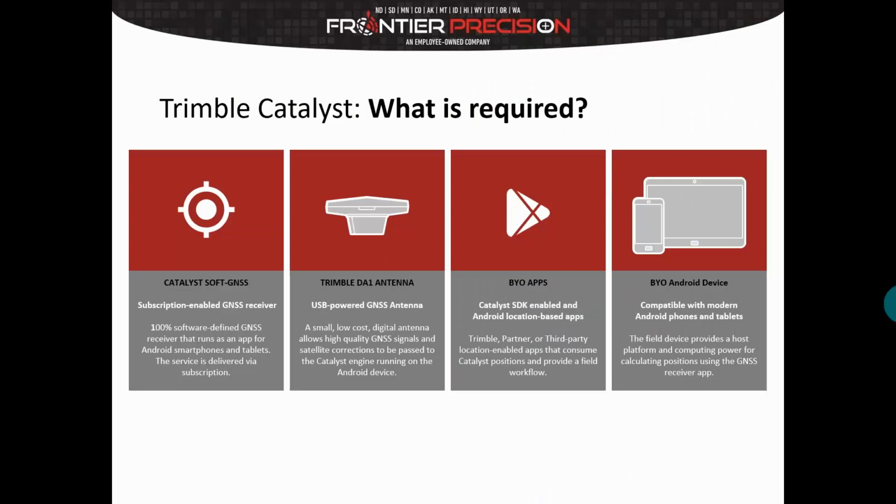So what is required? The Catalyst is obviously a soft GNSS, is what they call it, so it's a receiver that is software. So that just is an app. It's a Catalyst service that you can download from the Android Play Store. And then you will be required to use that DA1 antenna, or the digital antenna is what it's called. It connects through cables, so you can either use a USB-C or a mini USB, and then it'll connect up into the device and it'll power through.